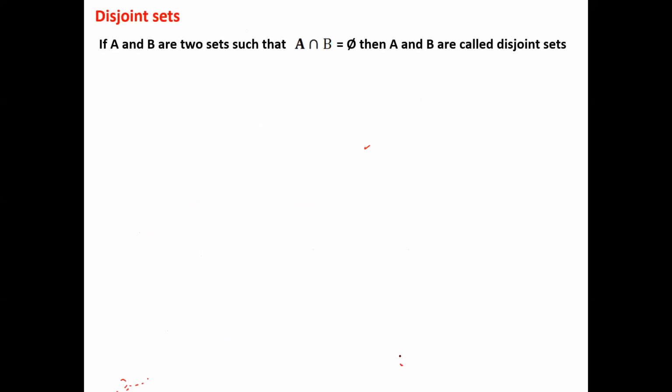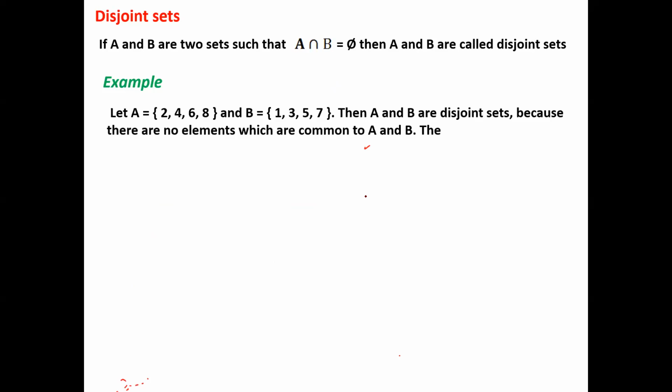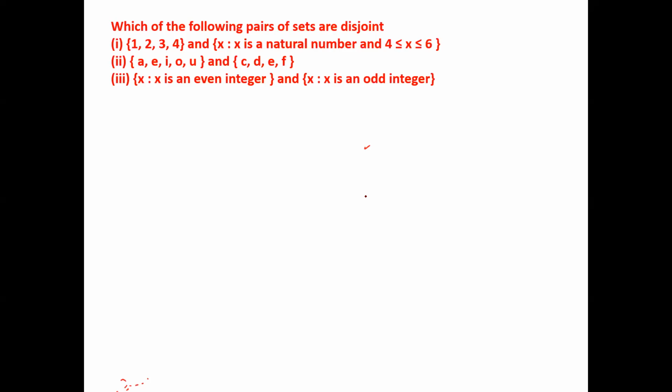Disjoint sets. If A and B are two sets such that A intersection B is empty, then A and B are called disjoint sets. That means there are no common elements. Which of the following pairs of sets is disjoint? The first pair of sets is not disjoint because four is common in both. So they are not disjoint.